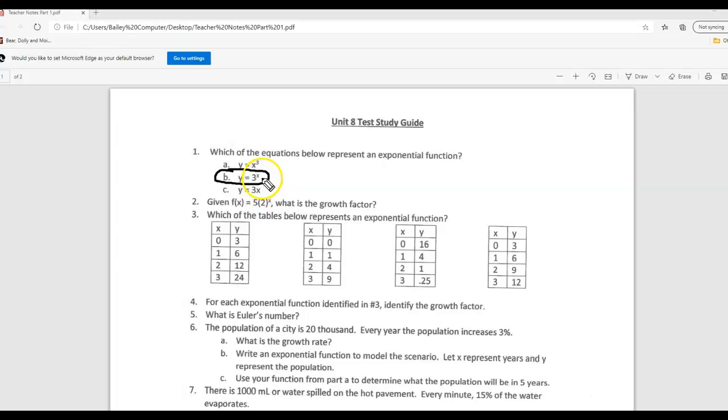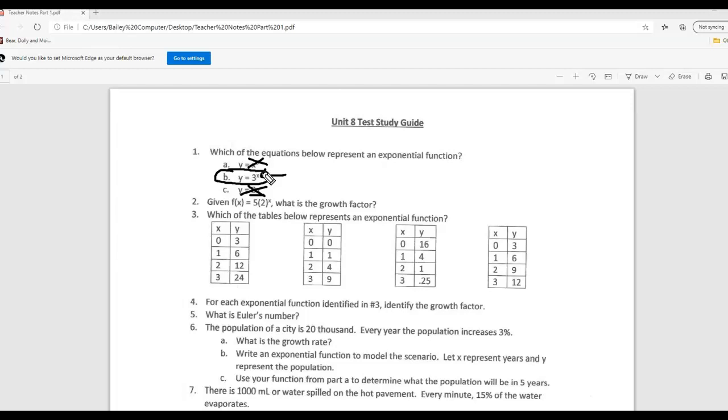How you can tell is because of the x that is in the exponent spot. In this case, the x is not in the exponent spot, so that is not exponential. In this case, the x up here is not in the exponent spot, so that is not. So anytime you have an x up here in the power spot, that is what makes a function an exponential function.